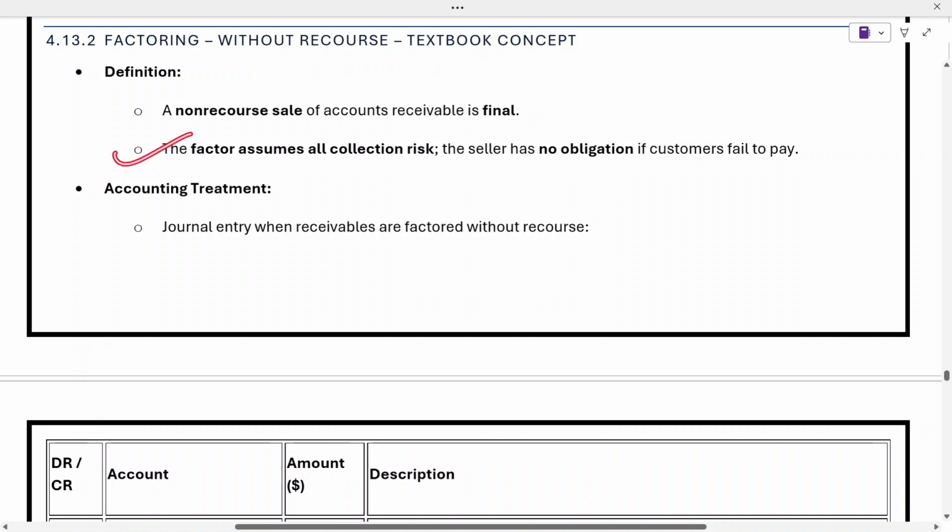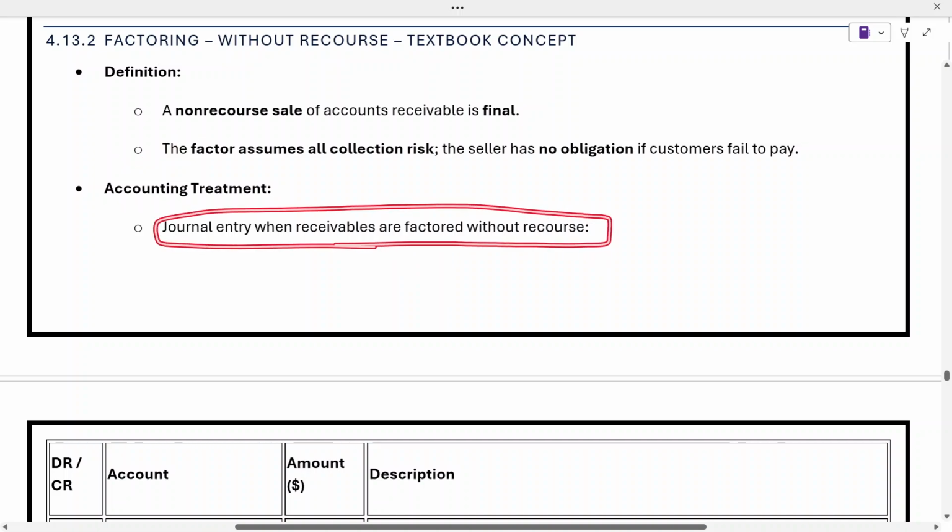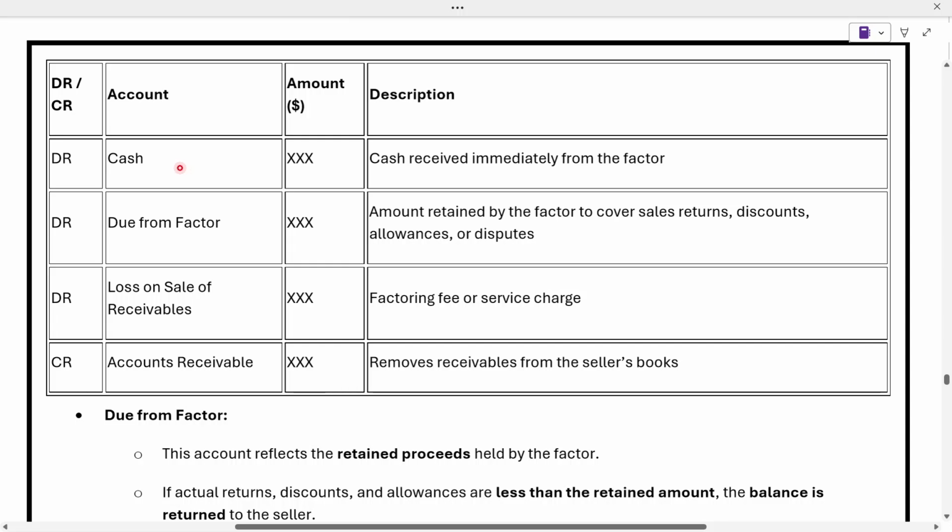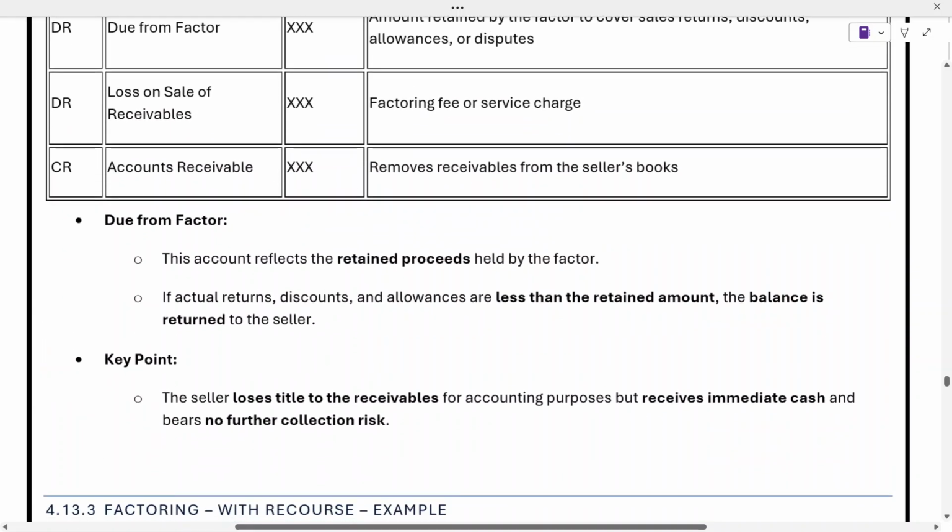And then the accounting treatment is the journal entry when receivables are factored without recourse. In the journal entry, Apple company has received cash, so that is debited. Then the security deposit, which is due from the factor company, this is our money. If the debtors do well, then this security deposit will be refunded to us, so this is debited. And then loss on sale of receivable, we can call it factoring fees as well. And finally we are crediting the accounts receivable, which removes receivables from the seller's books of accounts.